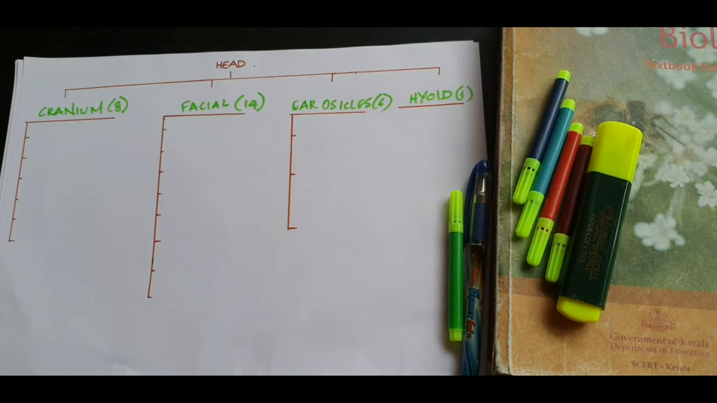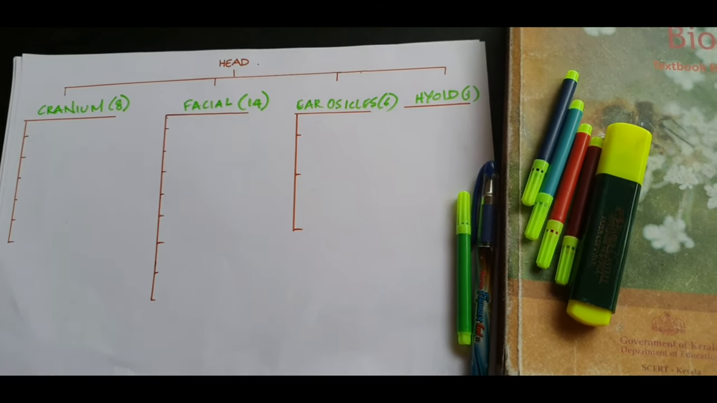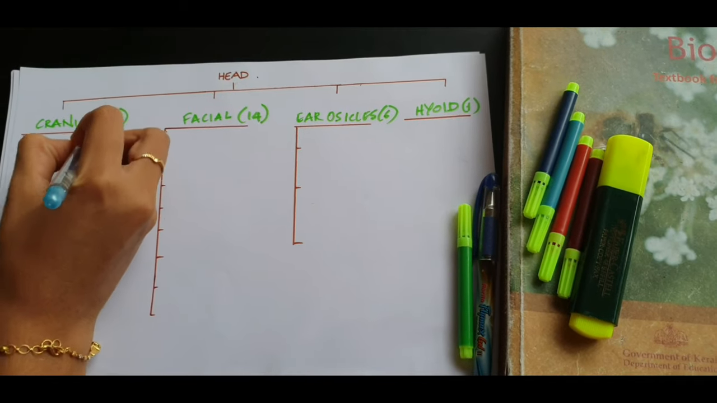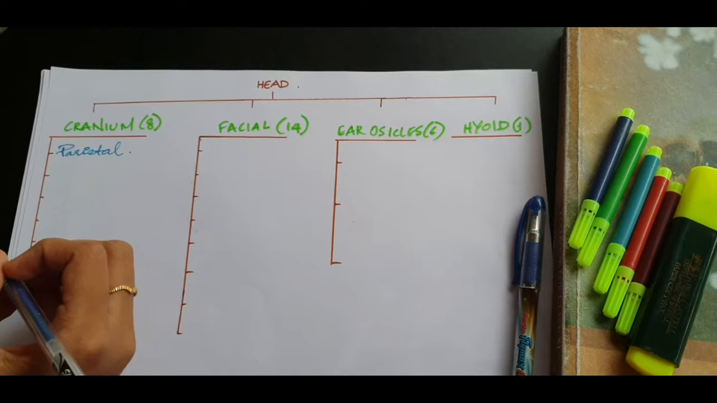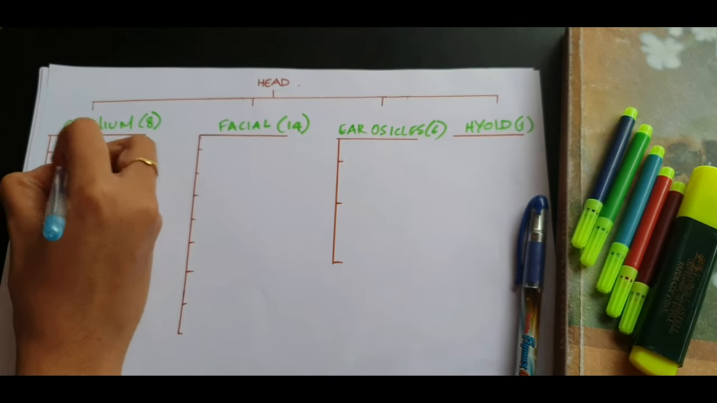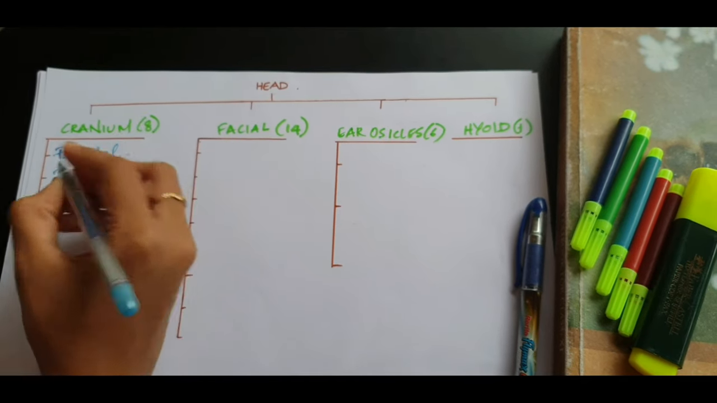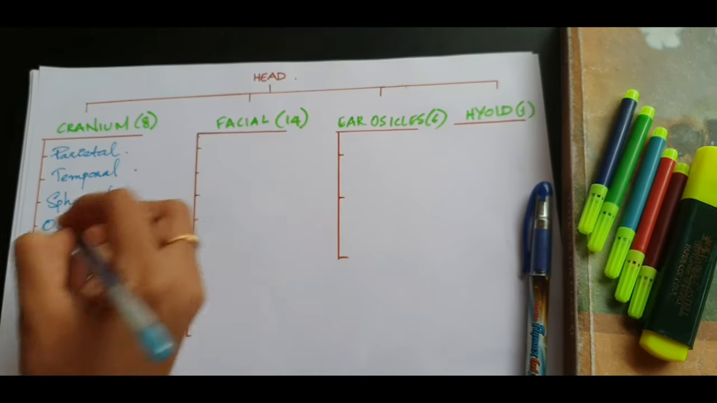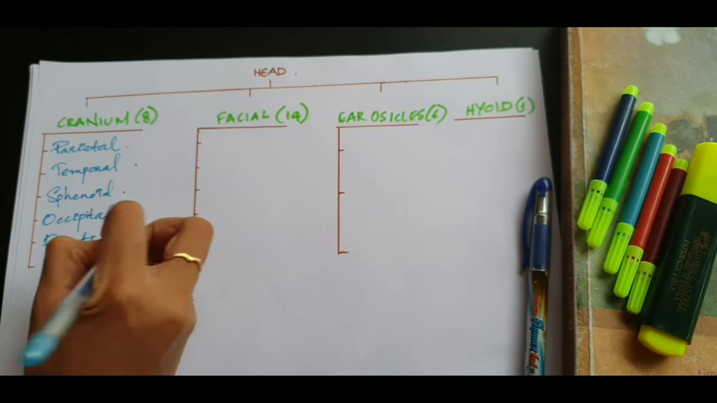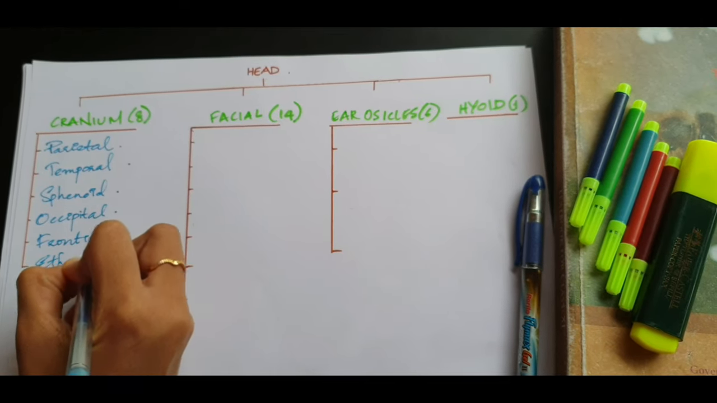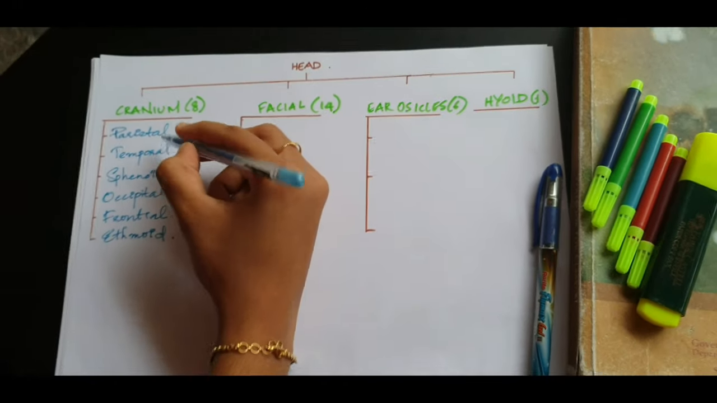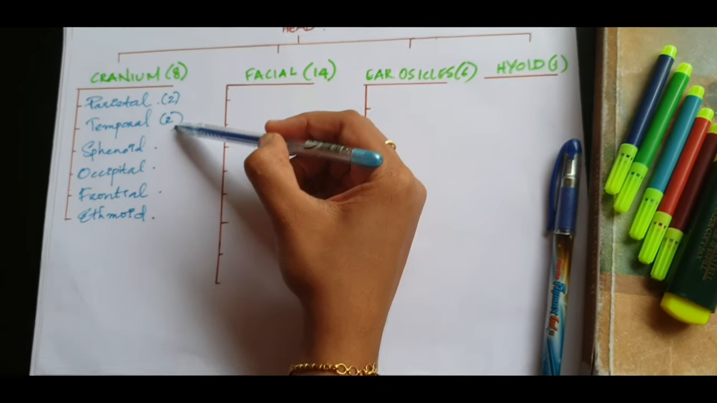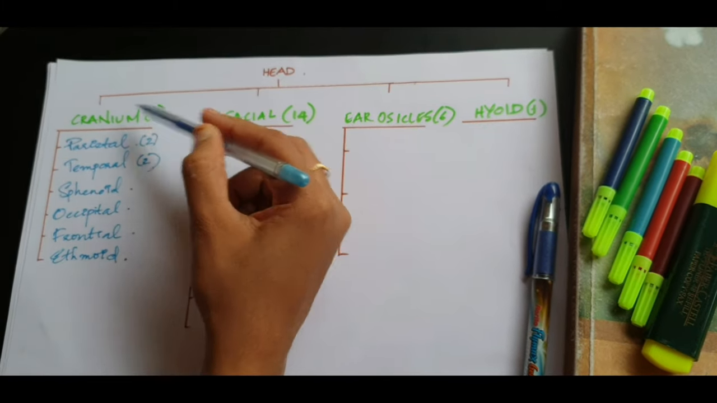The types of cranial bones: parietal, temporal, sphenoid, occipital, frontal, then ethmoid. The first two cranial bones are paired, 2, 2, 4, then 1, 1, 1, 1. Total of 8 cranial bones.